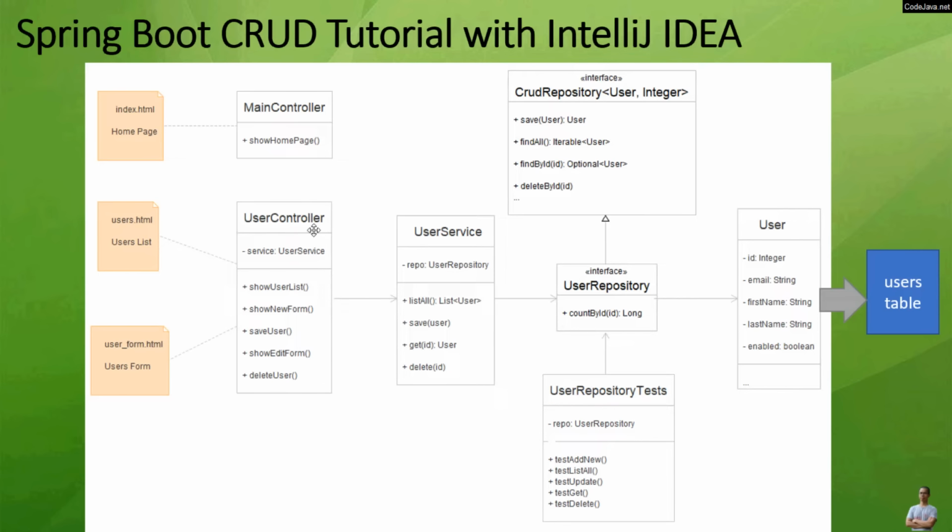And in the service layer, we need to code the user service class that implements these business methods, you see, for CRUD operations. And in the controller layer, we need to code the main controller class, which is a Spring MVC controller for handling the request to the home page. And for the user module, we need to code the user controller class, which is also a Spring MVC controller class for handling the requests from the two view pages, user list and user form. And we need to implement these handler methods.